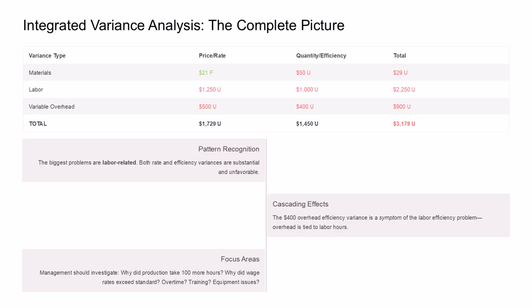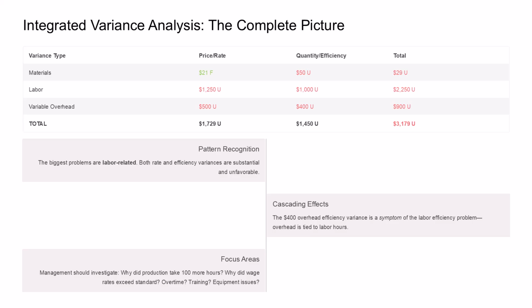Materials. Favorable price variance of $21, unfavorable quantity variance of $50. Labor. Unfavorable rate variance of $1,250, unfavorable efficiency variance of $1,000. Variable overhead. Unfavorable rate variance of $500, unfavorable efficiency variance of $400. Total variance, $3,179 unfavorable. That's significant money on just 2,000 units.